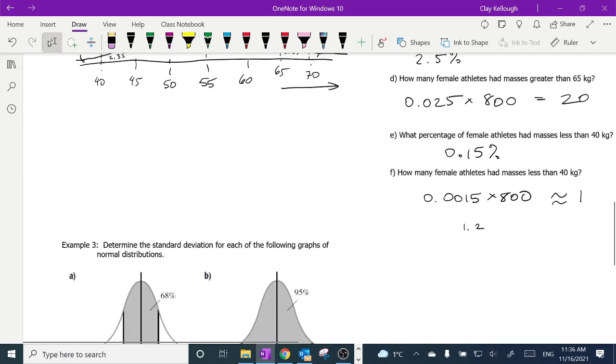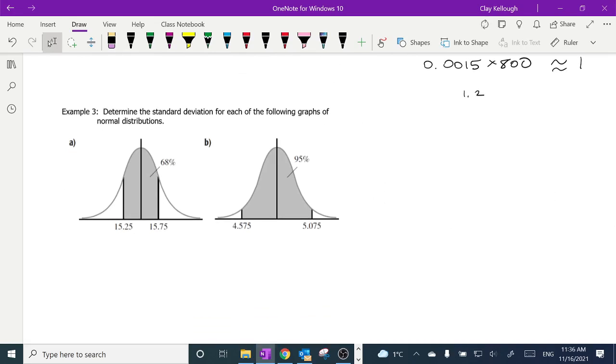Now here's a more visual question. Determine the standard deviation for each of the following graphs. So if I know that 68% of the data is between 15.25 and 15.75, that means that I know that the middle here is my mean. So how do you find the middle between two numbers? You add them up and divide by 2. So 15.25 plus 15.75, divide by 2, means that we have a mean of 15.5. You probably could have just figured that out from the picture, but let's do the math, because sometimes the numbers are harder than that, like the next one.